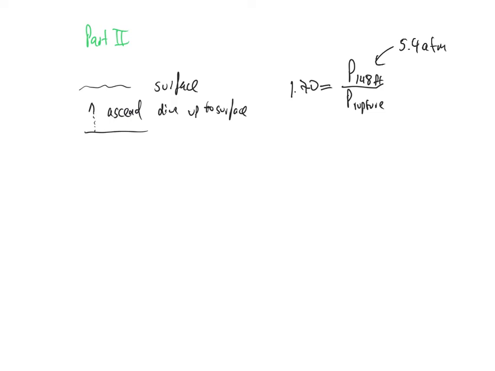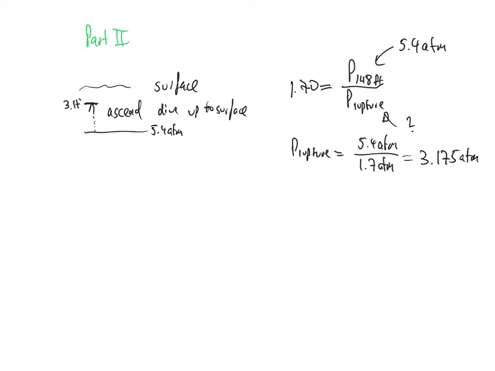So now we can calculate the pressure at which it ruptures. This is my x. Well, in this case, that's pretty straightforward. The pressure of rupture is equal to 5.4 atm divided by 1.7, which is equal to approximately 3.175 atm. Okay? Now, that is the pressure to which we can ascend. So if here's the pressure 5.4 atm, then we can ascend to a pressure that is 3.175 atm.